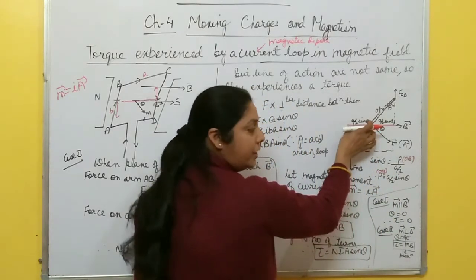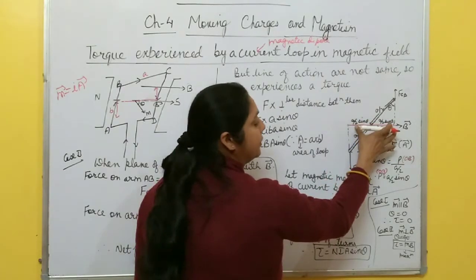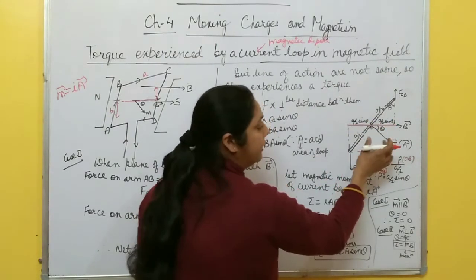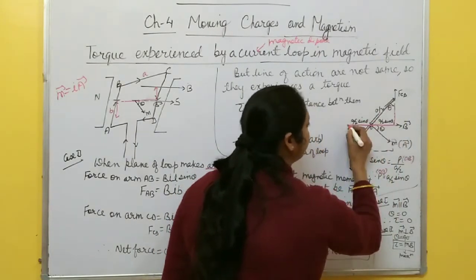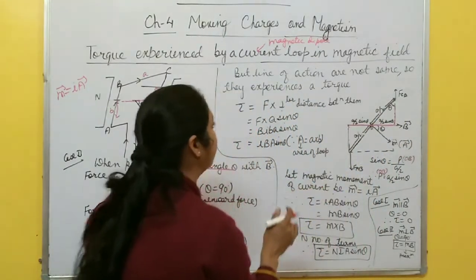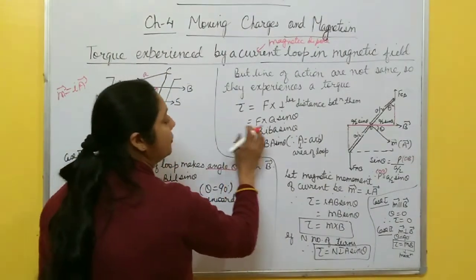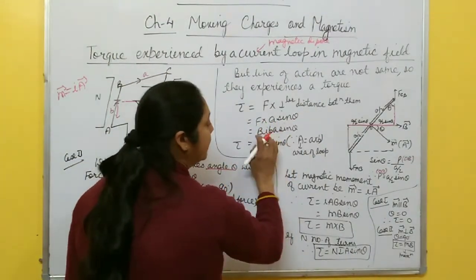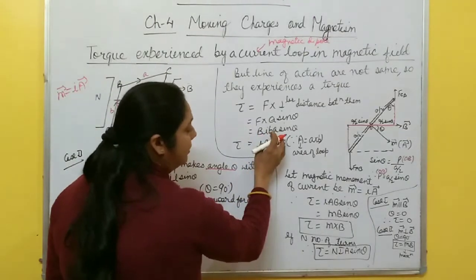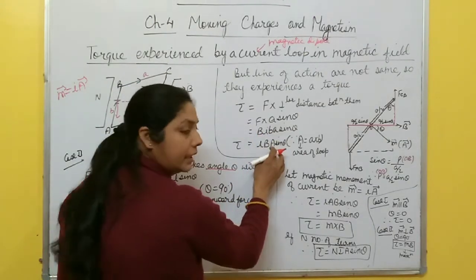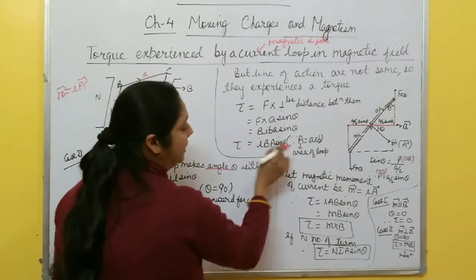Again this one is also a by 2 sine theta. So when you add these two, this becomes a sine theta. And this is the perpendicular distance between these two forces, a sine theta. So in this case tau becomes force into a sine theta. You put the value of force, BIb, so it becomes B into A, which is again area, so IBA sine theta.